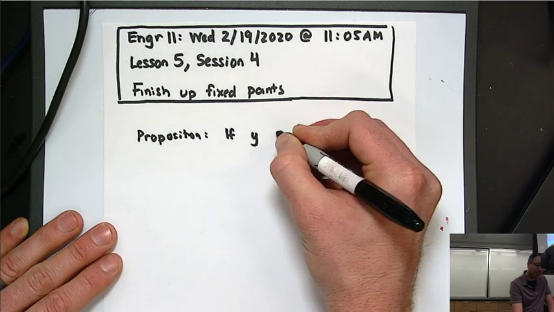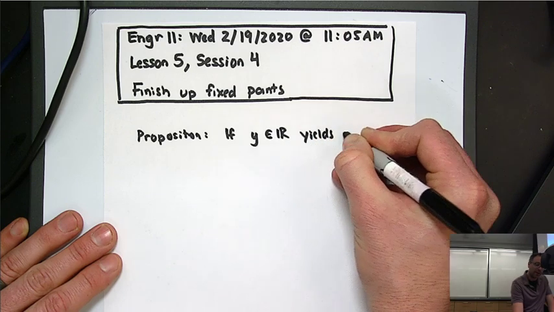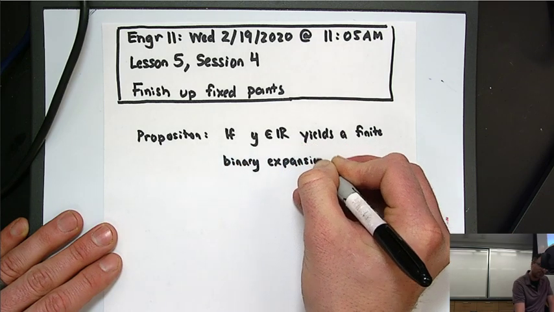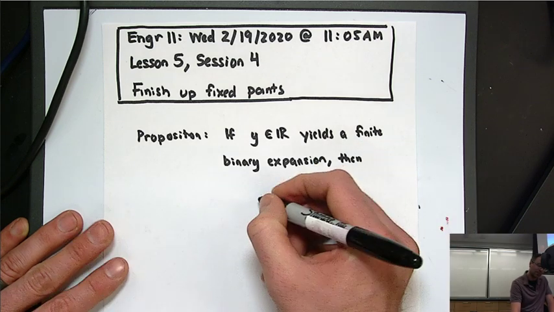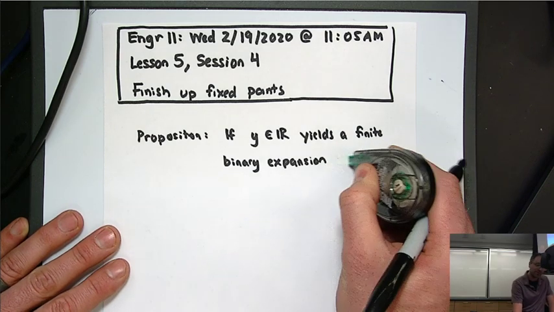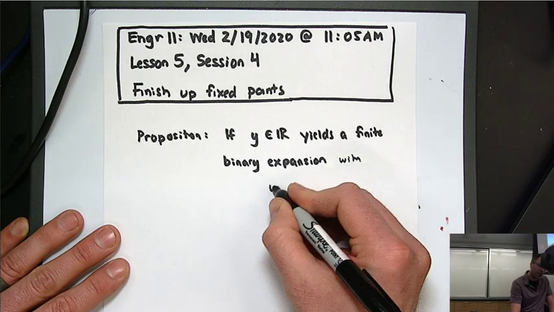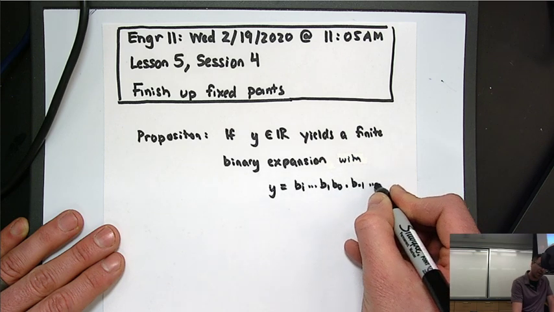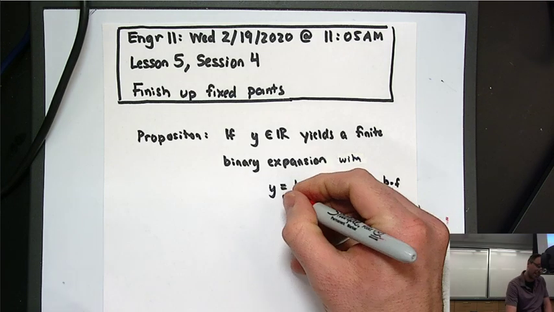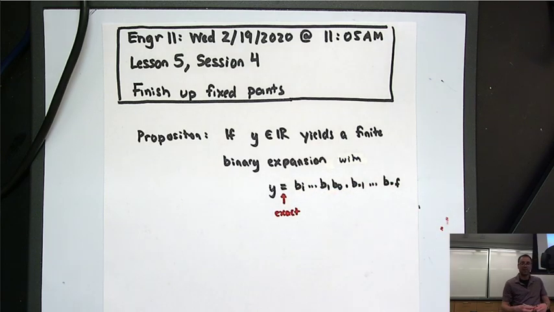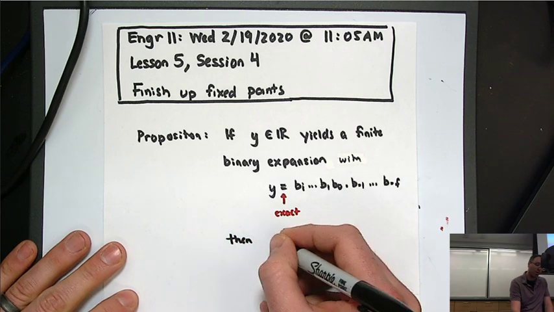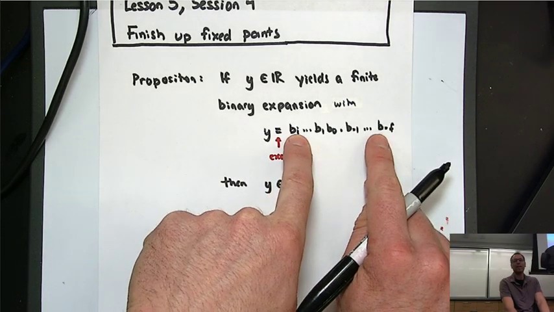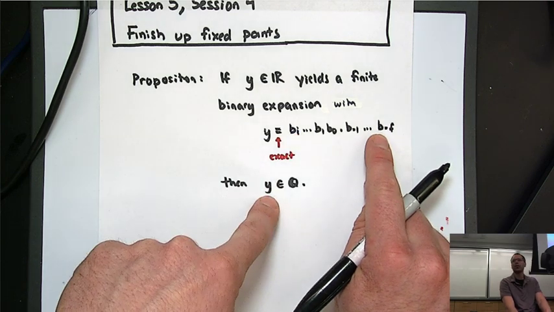If y in R yields a finite binary expansion, and I guess I should actually write what that looks like, with y equal to b sub I, b1, b0, dot, b negative 1, b negative f, this thing being exact, then for sure we know y is in Q. So any number that can be written exactly with a finite number of binary bits for sure can be written as a fraction.